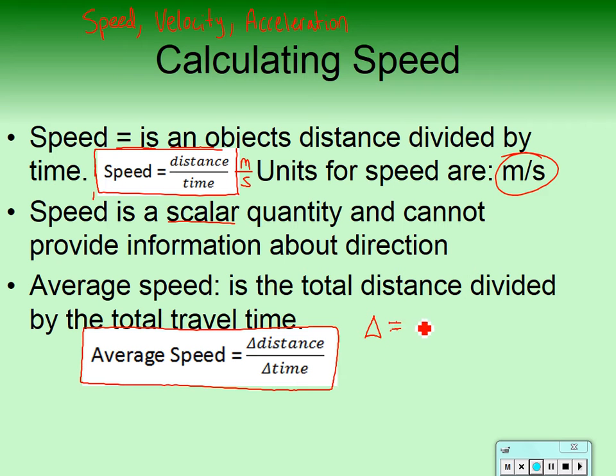It means change. Another way of saying change, and how I always think about it, is final minus initial. Please write that down somewhere on your books, on the margins, on the top, or on the bottom. Whenever you see this delta symbol, think final minus initial, and it means change. So the average speed, coming back to this formula, is change in distance divided by change in time.